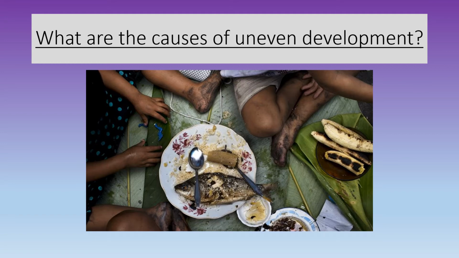Today, we're looking at a couple of things. We're looking at the causes of uneven development. That means why it is. We're looking at the reasons why some countries around the world are much wealthier, have much better healthcare systems, are far more developed, have better transport systems and so on, compared to others. So we're really looking at why there is this divide between rich and poor. And we're also going to look at some of the consequences of that too.